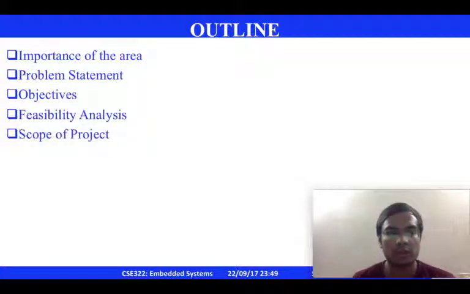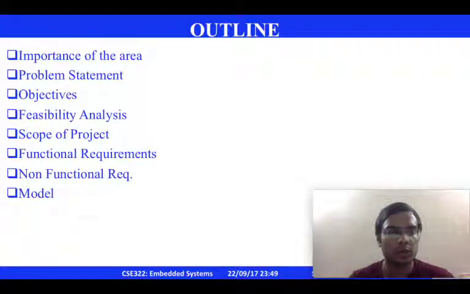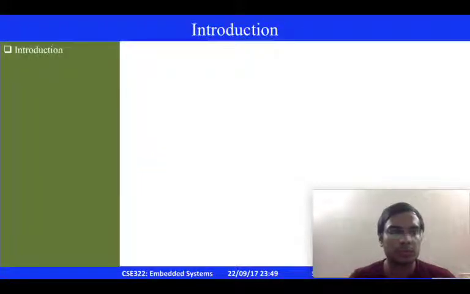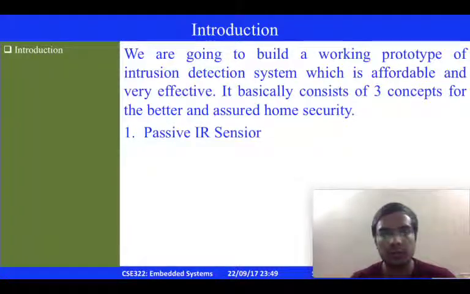Here is the outline of our project, the importance of the area, problem statement and various other things. So here we come to the introduction of our project.